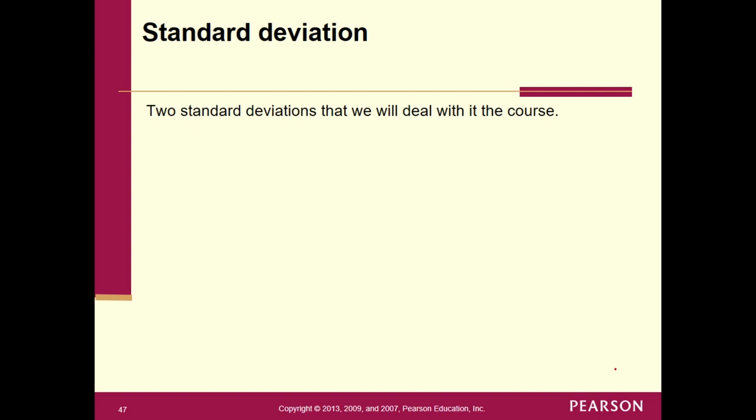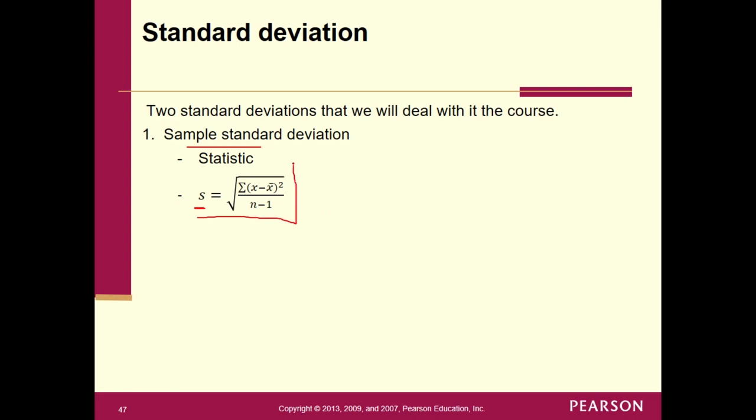So there's 2 standard deviations that we're going to deal with in this course, just like the mean. There's the sample standard deviation, which is a statistic. Why? Because it's a standard deviation that's coming from a sample. And the symbol that we use for the sample standard deviation is S. So that's the formula that you'll see on the test with regards to the standard deviation. You'll say S is equal to, and there you go.